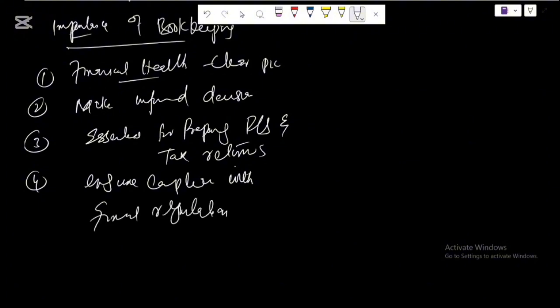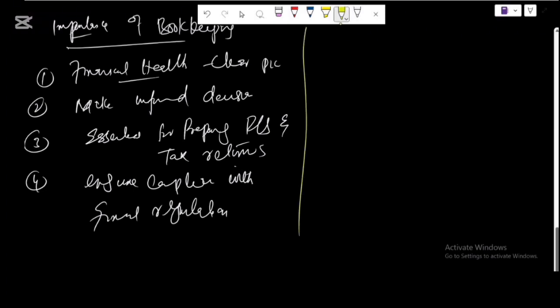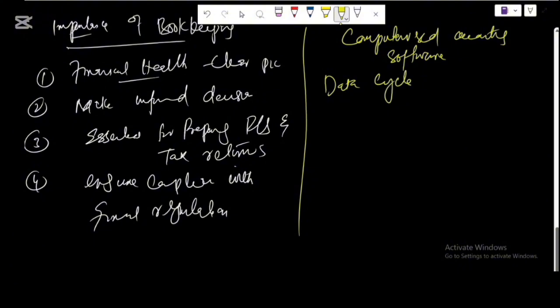So this is the importance of bookkeeping. Right? Now let's move on. We have to discuss another topic, and that is computerized accounting software. In this, we will have to discuss the data cycle.